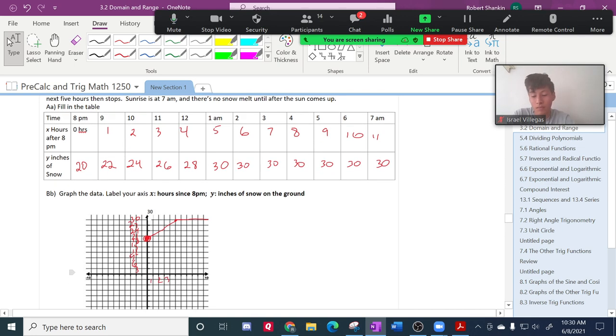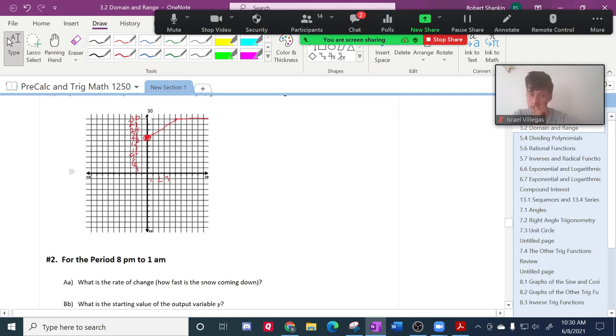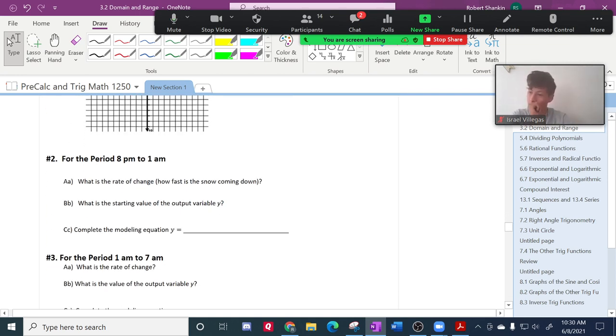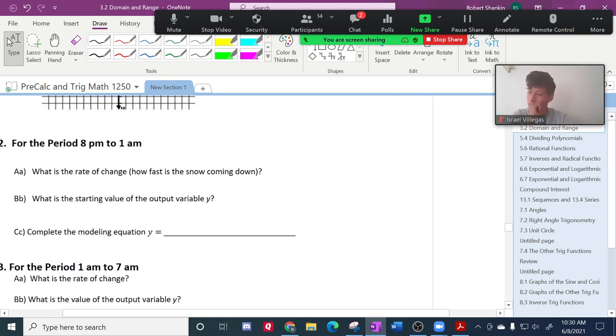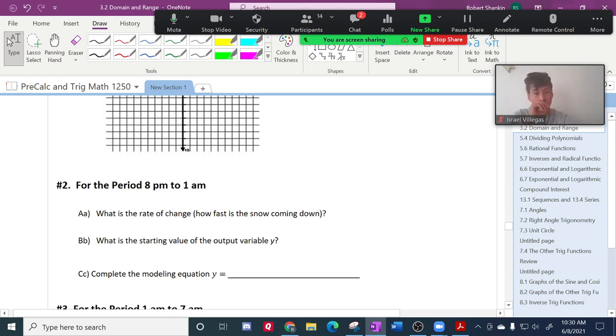And so we get piecewise functions. So from the period of 8 p.m. to 1 a.m., we have these questions. What is the rate of change? How fast is the snow coming down? What's the starting value of the output variable y? And then complete the modeling equation, y equals. So work on this individually, and then I'm going to put you into your groups again. But get going individually first.